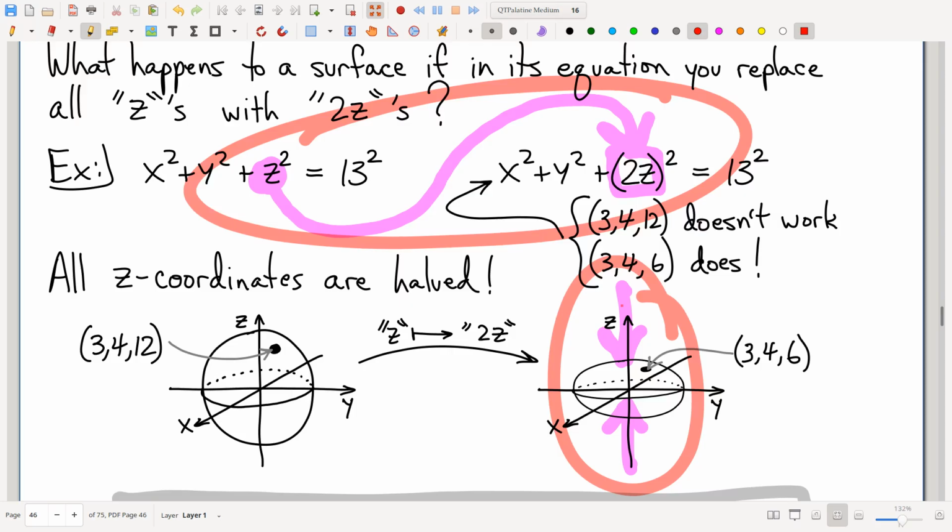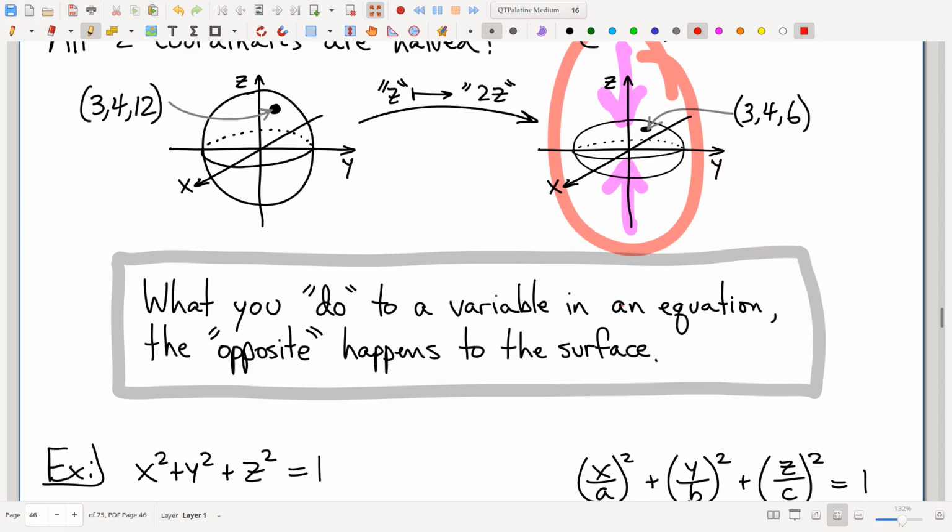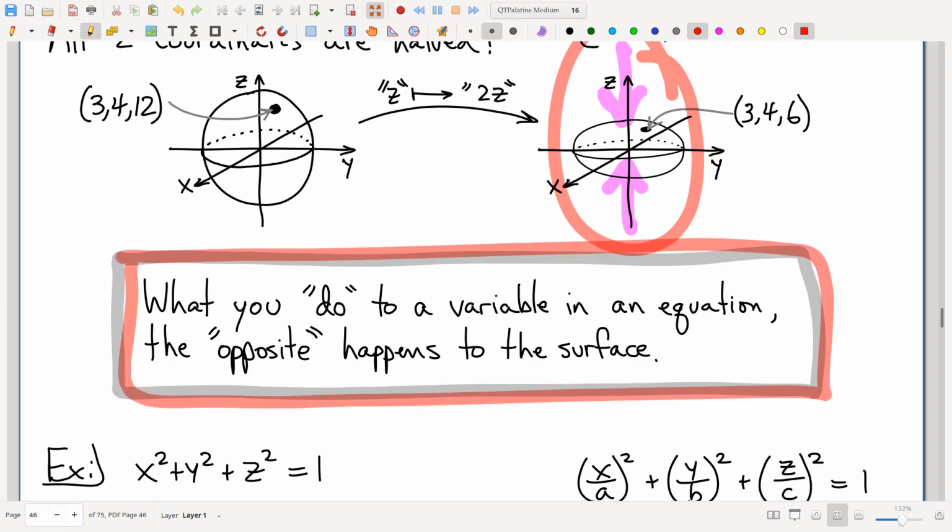So there's a punchline, which is this right here. Whatever, in some sense, you do to a variable in an equation, the opposite happens to the surface. And I'm deliberately stating this kind of intuitively. I'd have to write down several different theorems if I wanted to make this formal, right? But the intuition, I think, is good enough. Just think in terms of undoing what you did to the algebra, and that's how it tends to work.